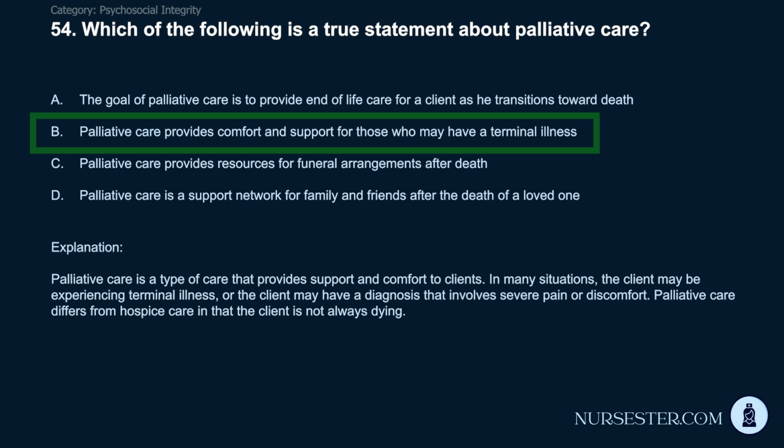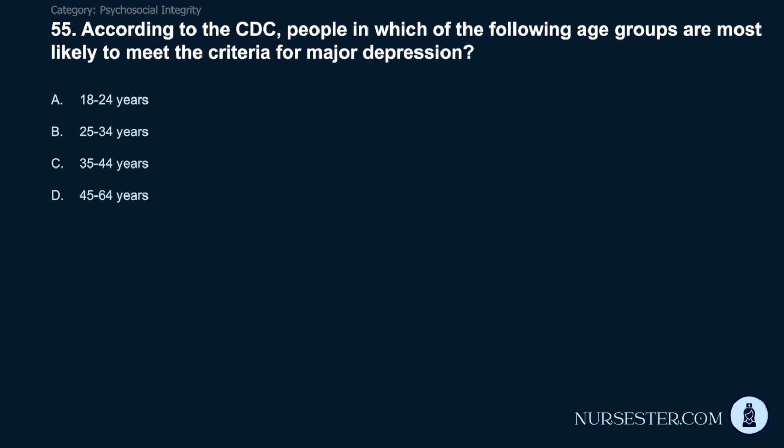Palliative care is a type of care that provides support and comfort to clients. In many situations, the client may be experiencing terminal illness, or the client may have a diagnosis that involves severe pain or discomfort. Palliative care differs from hospice care in that the client is not always dying. 55. According to the CDC, people in which of the following age groups are most likely to meet the criteria for major depression? A. 18 to 24 years.